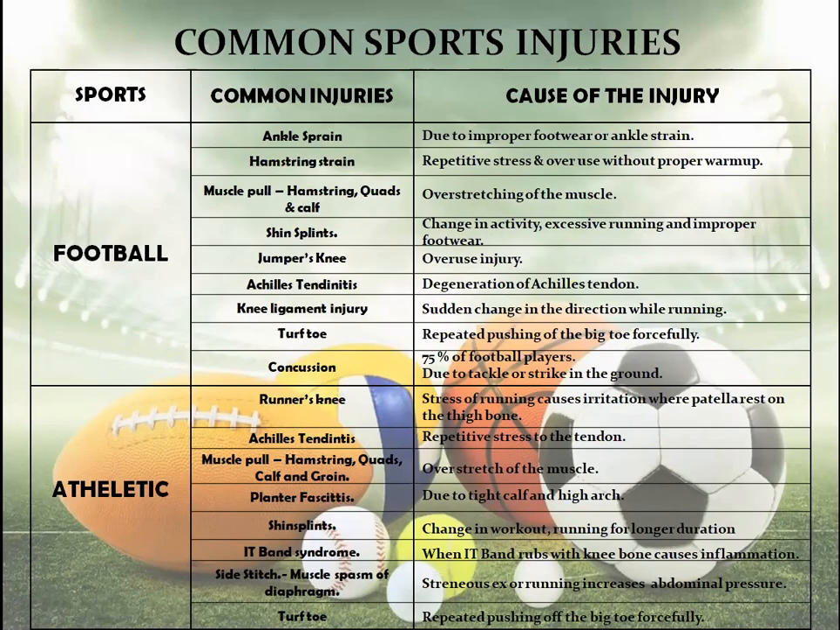Here are some of the common sports injuries which are grouped according to the specific sports. Among the below mentioned sports, football has the highest rate of injury incidence. Here is some of the list, starting from ankle sprain, hamstring strain, muscle pull, shin splint, jumper's knee, Achilles tendinitis, turf toe, concussion. Ankle sprain usually occurs due to improper footwear and during ankle strains. Hamstring strain is due to repetitive stress and without proper warm-up. Muscle pull is common in hamstring, quadriceps, and calf, which is due to overstretching of the muscle during the physical activity.